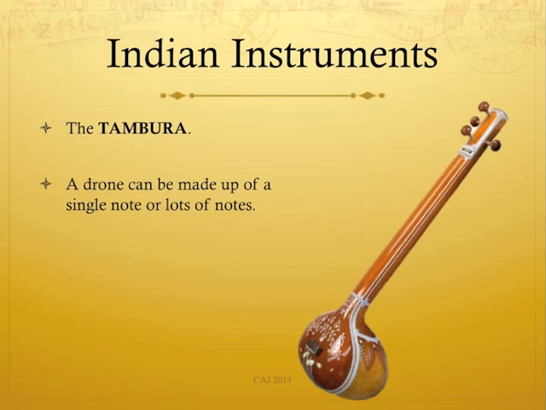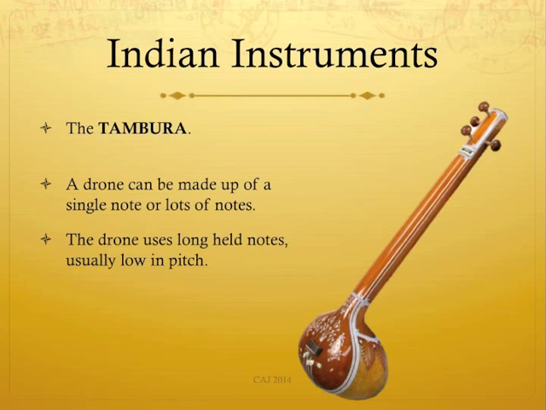It could have 1 note, it could have 2 notes, 3 notes, 4 notes, as many notes as that piece of music requires. Now the important thing to remember is the drone uses really long held notes, usually lower in pitch than the sitar. The reason why it's called a drone is because these notes are so long and held. The notes almost sort of drone on into each other, hence the name drone. Let's have a little listen to a tambura playing a drone.